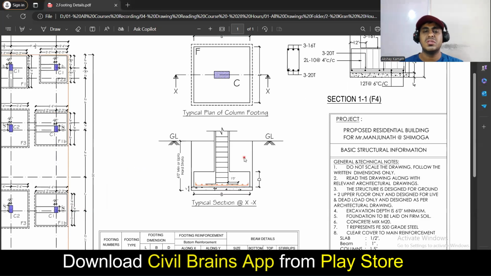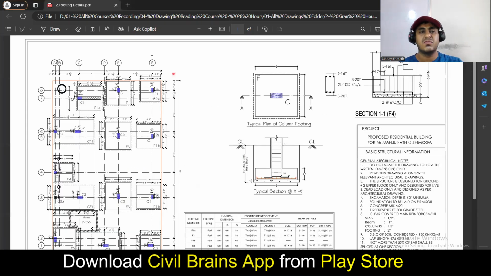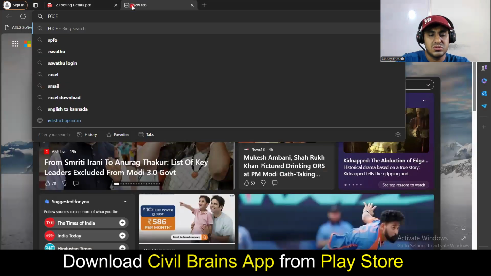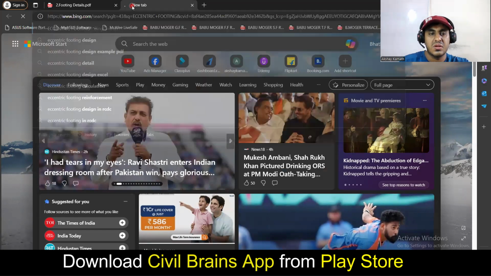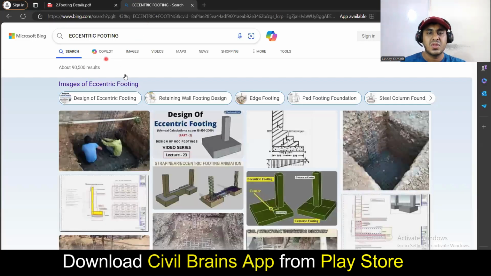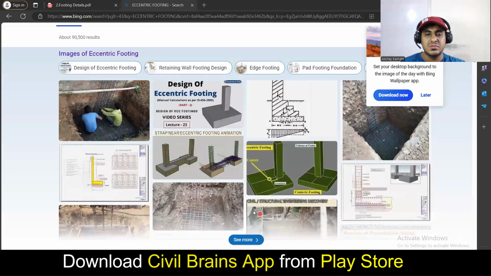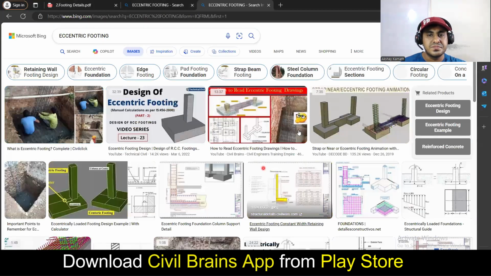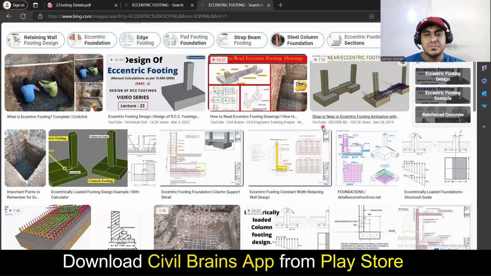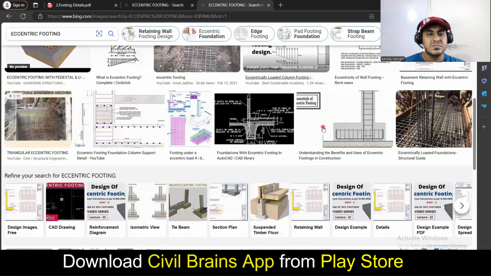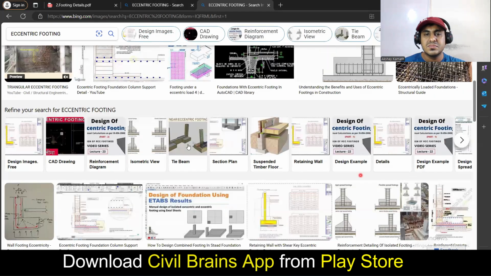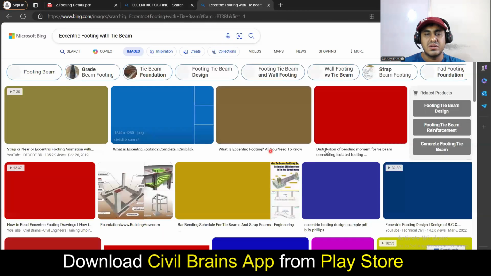Understood? So this is how the entire eccentric footing is designed. If you want, I'll show you one eccentric footing also. You can see the reinforcement of the eccentric footing. This can be one good image.